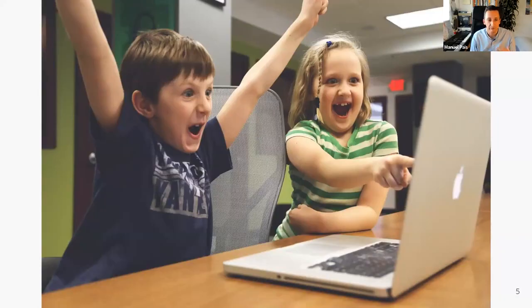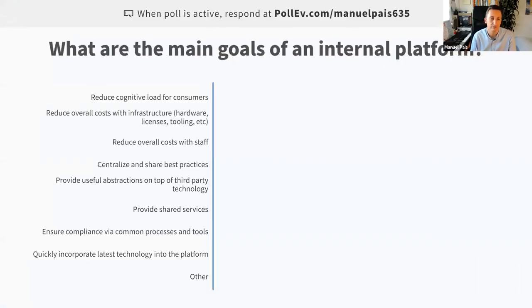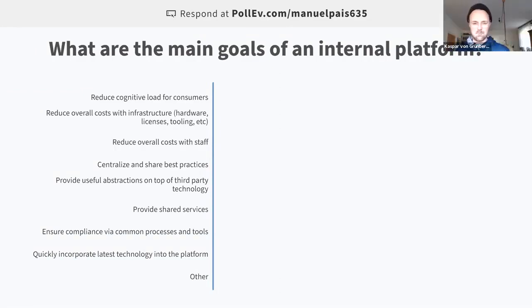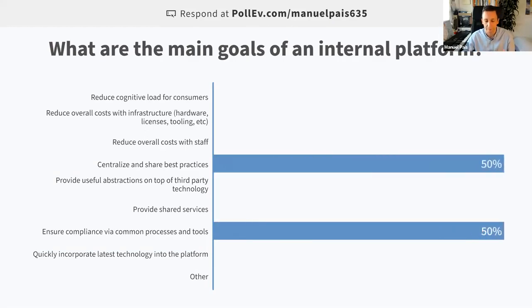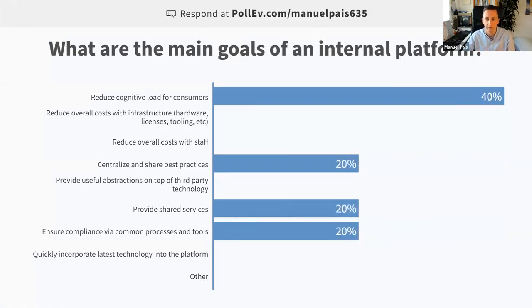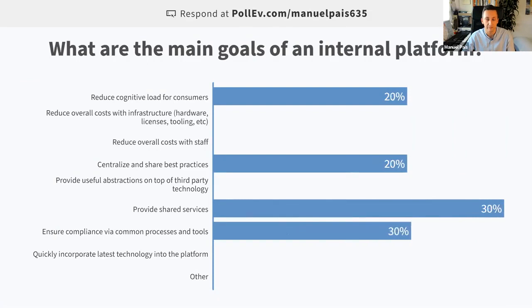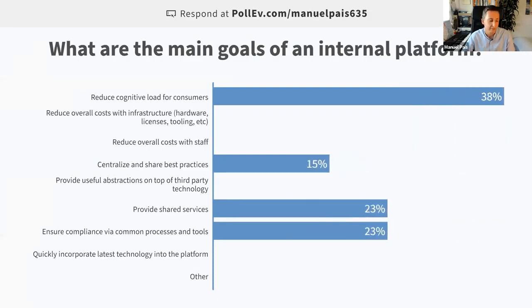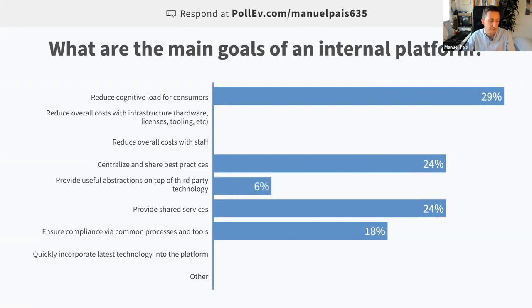So I wanted to have a first question, which is, what are the main goals of an internal platform, right? We talk a lot about internal platforms in the last years, but what exactly are we trying to achieve? There are a number of options there. I definitely have seen big changes since I started about 20 years ago in the industry, where platform effectively meant something very different from today. So it will be interesting to see what people have seen, what their experience is.